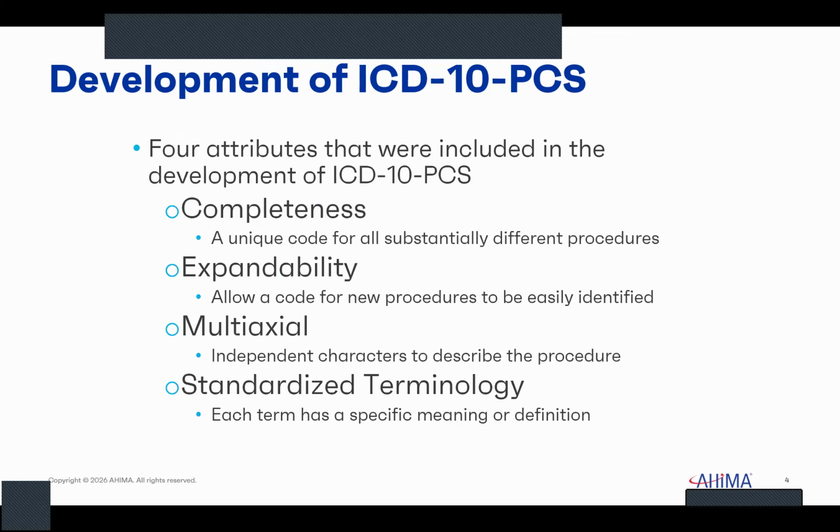Some attributes that make it unique are its completeness. Every procedure can be coded. It's expandable. New procedures fit logically into place. Now we have surgical robotic procedures, and there's a way to get these incorporated. It's multi-axial, so each character stands alone, and it uses standardized terminology. So definitions matter. The important thing is that you have to understand and be able to visualize what's going on with each hospital procedure.